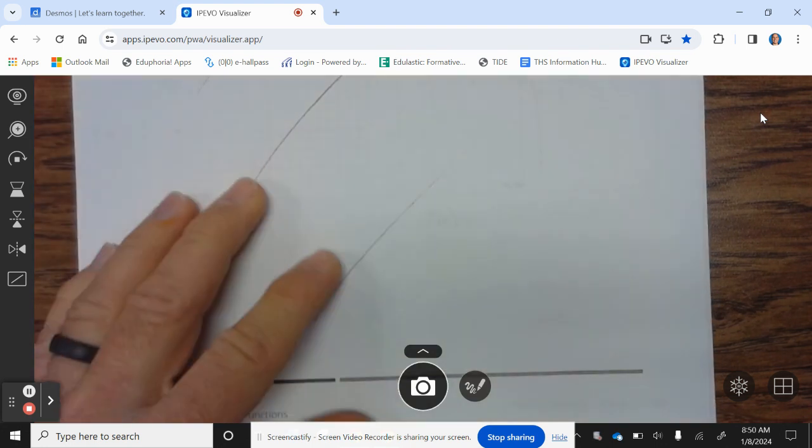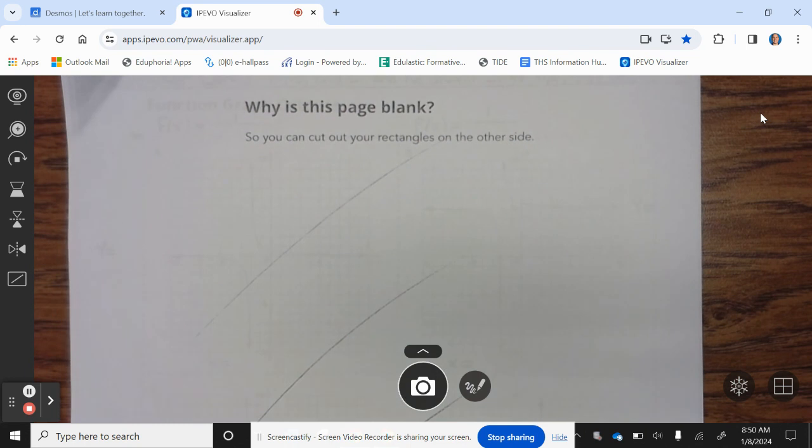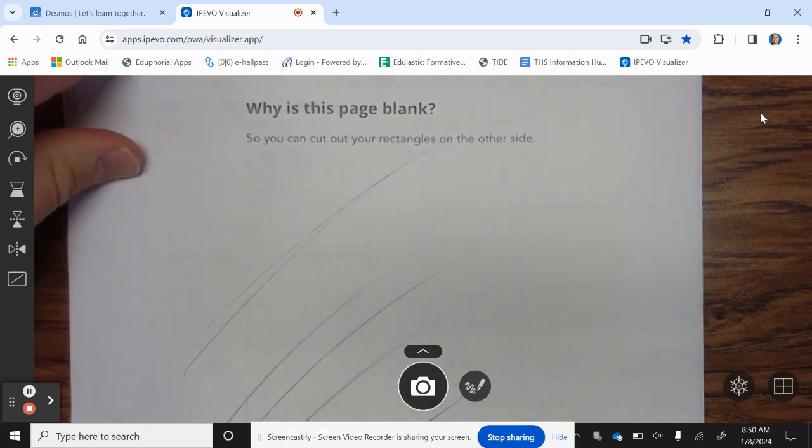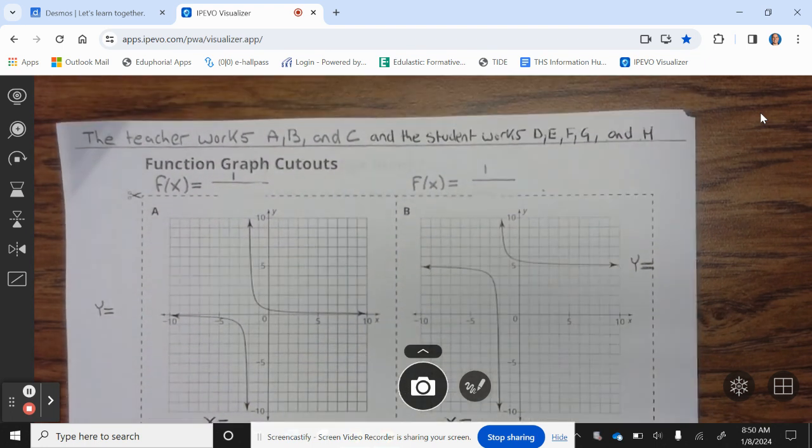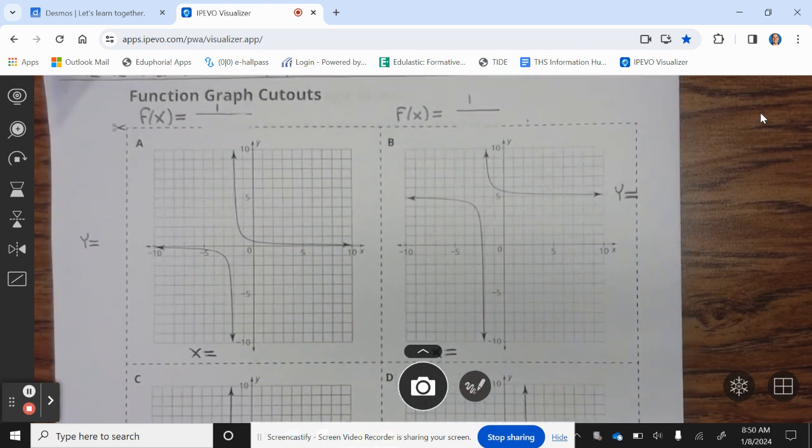And take a look at the next page. We're going to mark out this page. The teacher works A, B, and C, and the student works D, E, F, G, and H. All right, so you want to figure out the equation that corresponds to the graph.